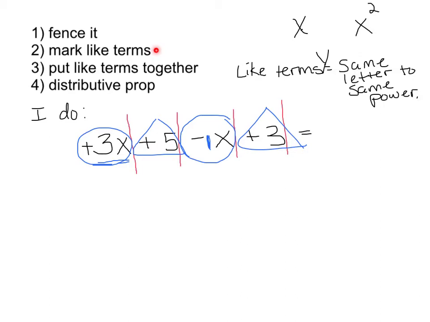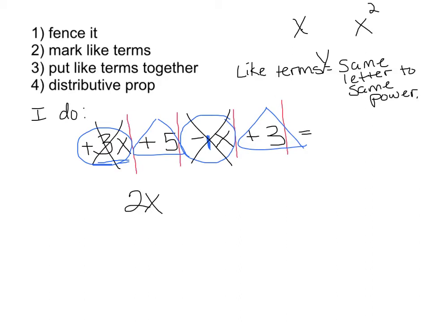Now that I've marked all the like terms, I'm going to put my like terms together. Basically, I'm adding them. So I have just these ones in the circle I'm going to add first. I have a positive 3X and a negative 1X. Again, if you have $3 in your pocket, but you have to pay me 1, how many dollars are you going to have? You're right, you're going to have 2. So if I have positive 3 X's, and I have to give one of those X's away, I'm going to have 2 X's left. Cross that off.